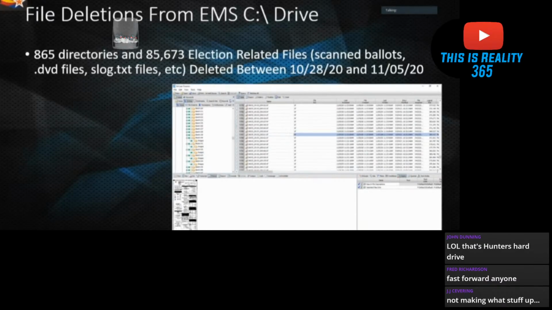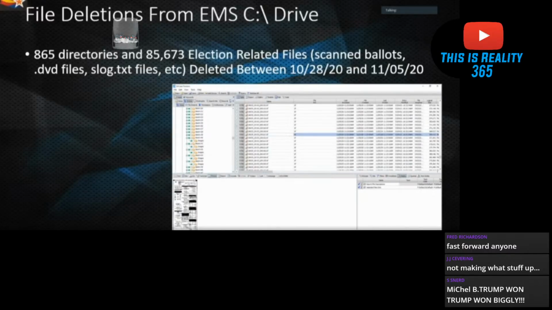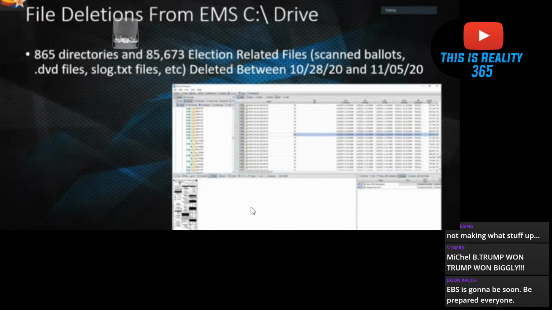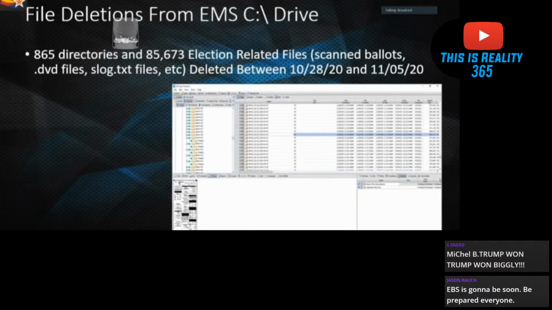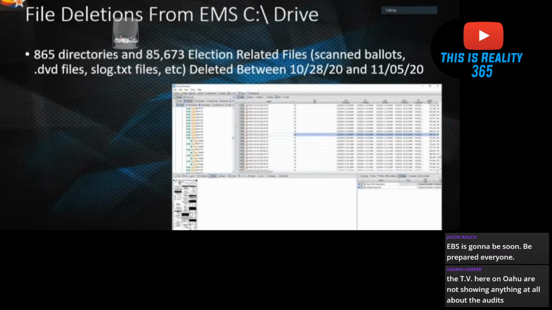Now, those files included S-logs, which are the logs that are created on the tabulating systems that record the vote. They included scanned images of ballots. You'll actually see a ballot there in the lower left. And they also included some log files.